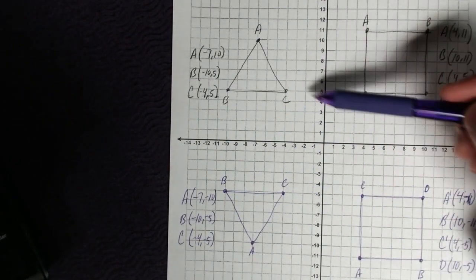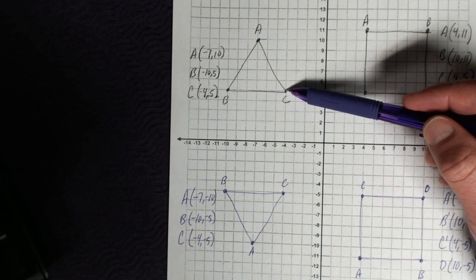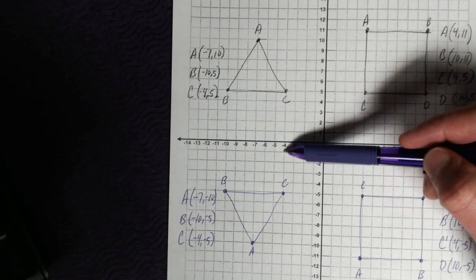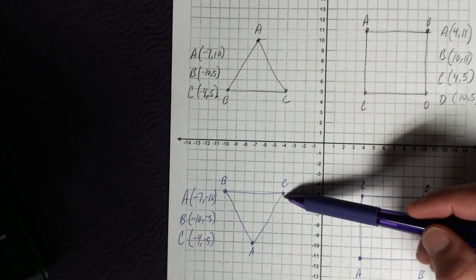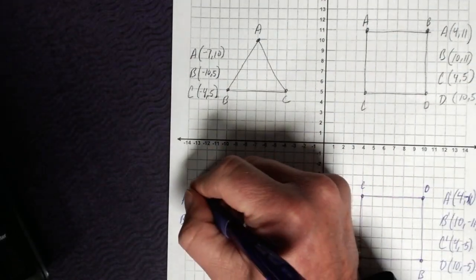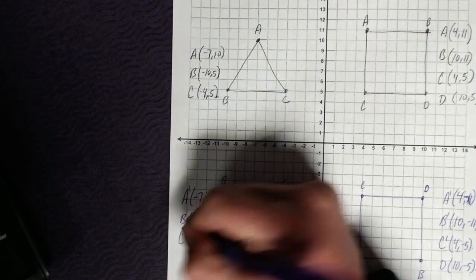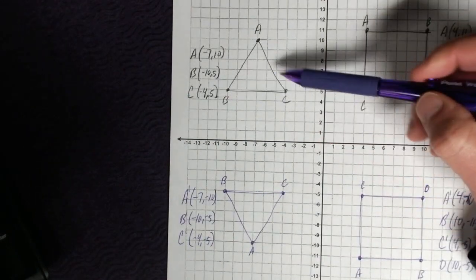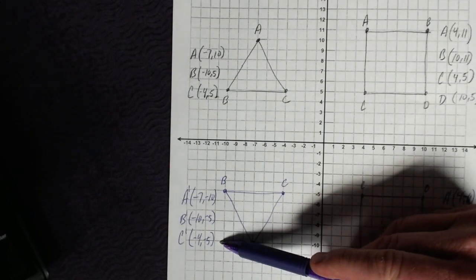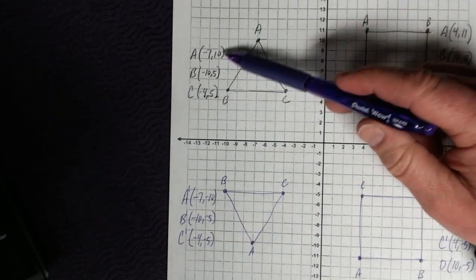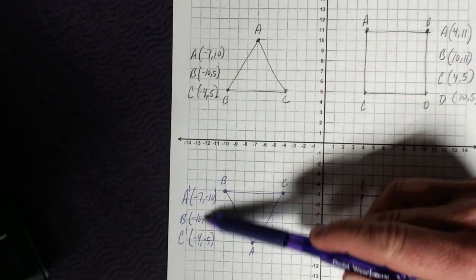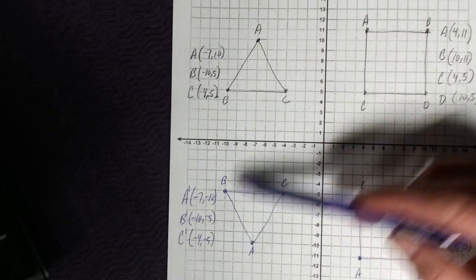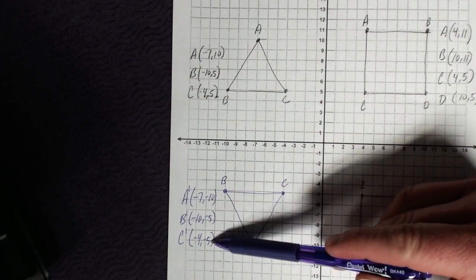C is negative 4, up 5. So C is 5 spaces from the x, and it's 5 spaces below the x. So C started at negative 4, 5, and ended up at negative 4, negative 5. So again, all of the x values stayed the same. All of the y values, when reflected over the x, changed to the opposite.